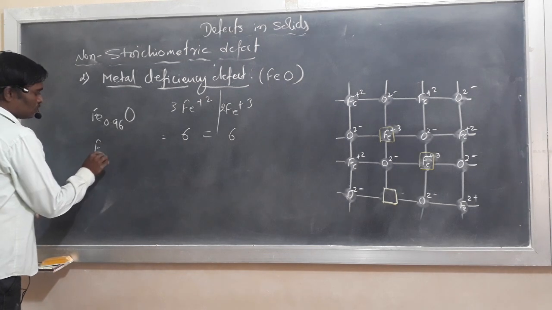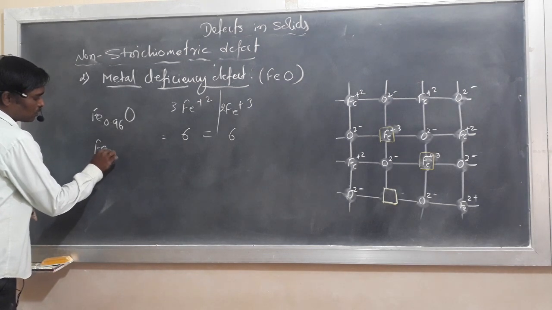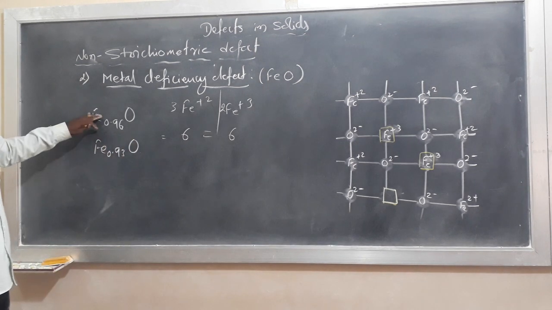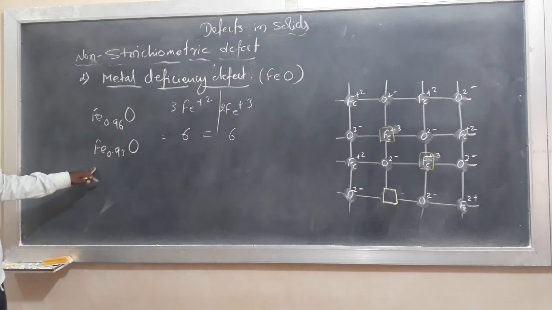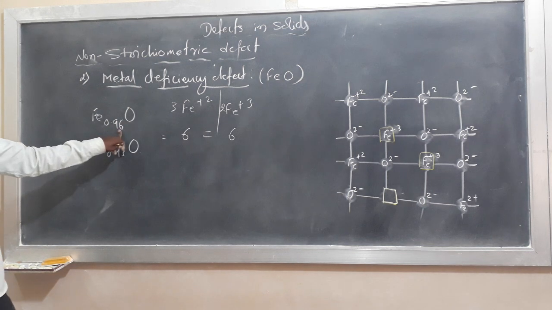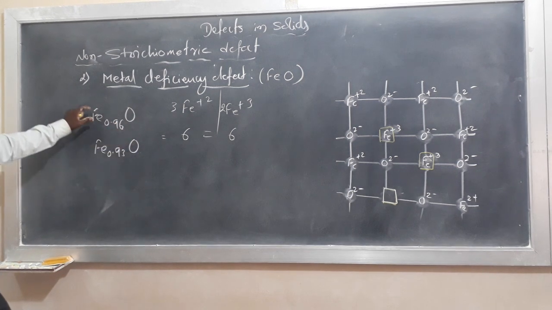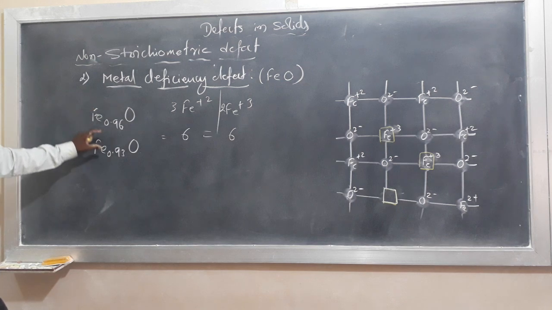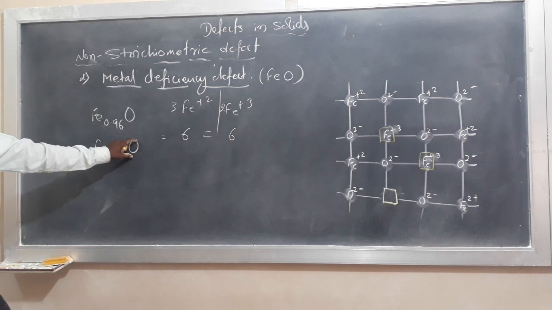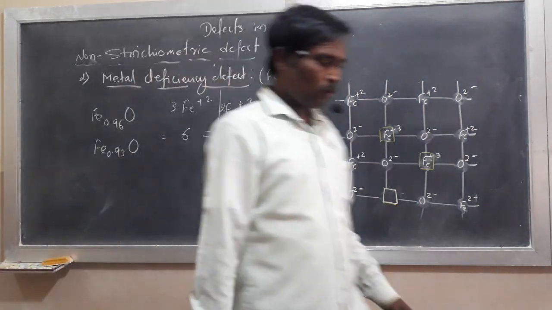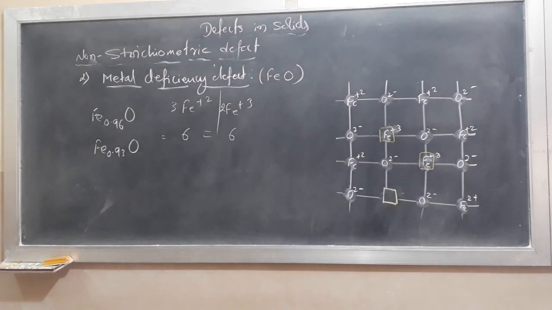Also in some crystals we observe that iron is 0.93 and oxygen is 1. So the ratio of iron in iron oxide is in the range of 0.93 to 0.96. We cannot find a perfect crystal for iron oxide. There is some defect due to the variable oxidation state of iron. Either we get 0.93:1 or 0.96:1, in the range of 0.93 to 0.96. So this is about the metal deficiency defect.